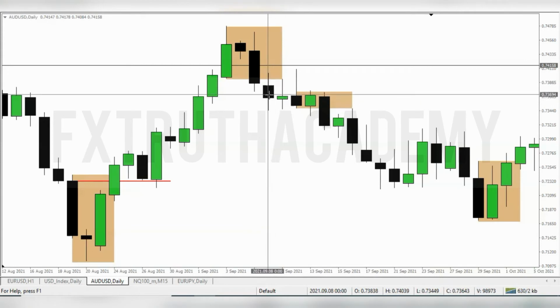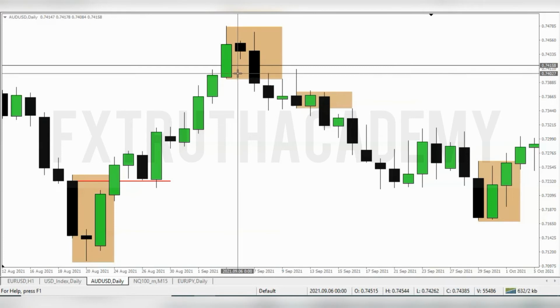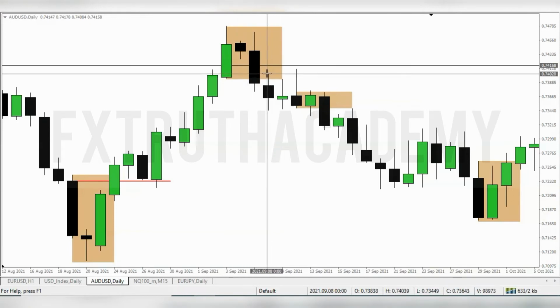Probably if you have paid attention to this particular candlestick right here, this black one would have caught the move. Why? Because it actually pierced through the open price, almost getting to the mean threshold. So this could have been an entry for some of us. You understand? This particular region here.